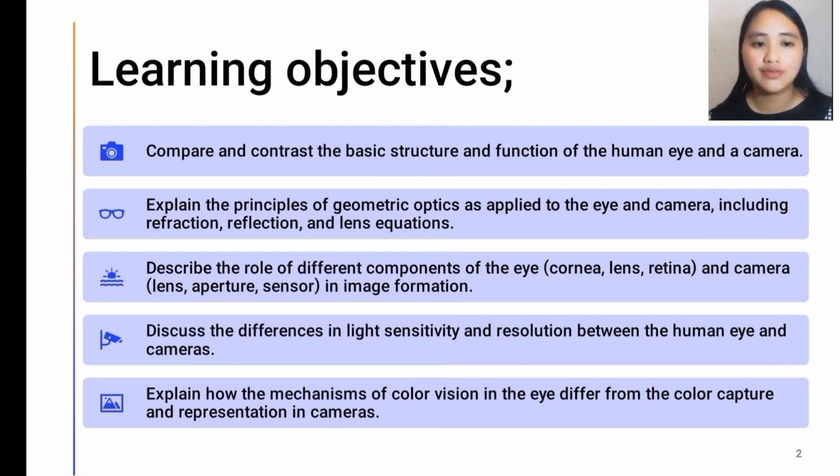Fourth, describe the differences in light sensitivity and resolution between the human eye and the cameras. And fifth, explain how the mechanism of color vision in the eye differs from the color capture and representation in cameras.